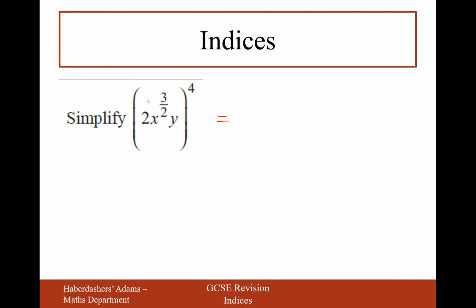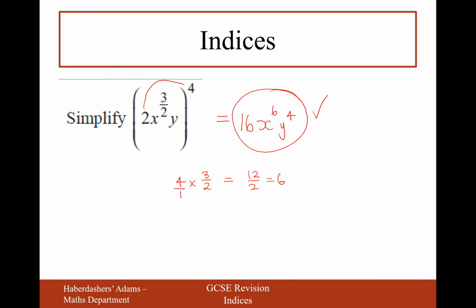Okay, so let's do the power on the 2 as normal, because 2 is a normal number, so that's going to be 16. With this indice here, we're going to multiply the indices together, so 4 times 3 halves. Treat that as 4 over 1 and multiply the fractions together. 12 over 2 is 6, so it's going to be x to the power of 6. And then y to the power of 4, that's just y to the power of 4. And there we are, that's the final answer for this one.